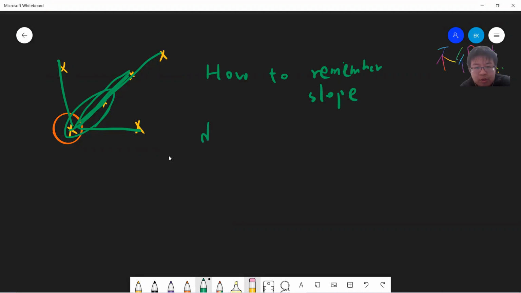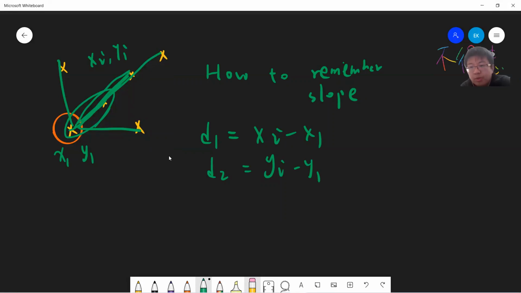Okay. So for example, let's say this is x1, y1, and you get xi, yi. Right? So you can calculate d1 to be xi minus x1, d2 to be yi minus y1. Okay, and you need to remember a slope.